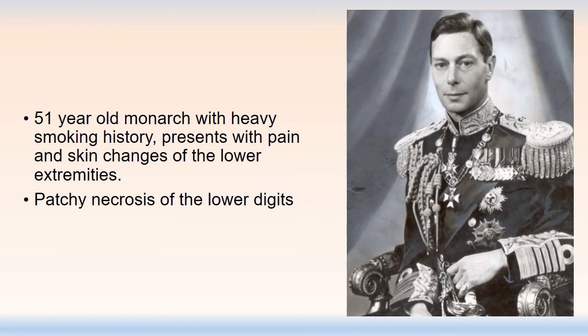Our final case is actually a miscellaneous vasculitis. This is a 51-year-old monarch, and he has a heavy smoking history. He's presenting with pain and skin changes of the lower extremities, and when you examine him, you actually note that he has patchy necrosis of his lower digits. And this is an actual historical figure. This is George VI.